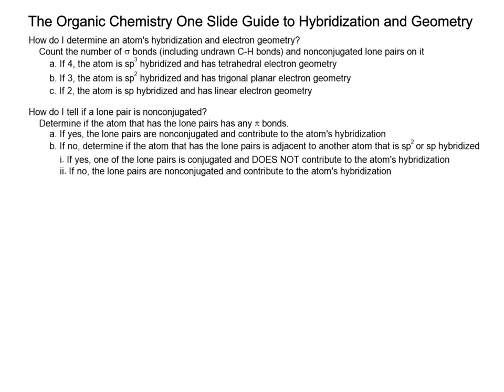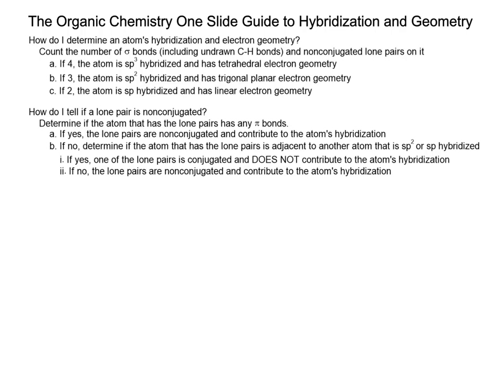Well, first we're going to determine if the atom that has the lone pairs has any pi bonds. If yes, the lone pairs are non-conjugated and they do contribute to the atom's hybridization. If no, we have to take another step.